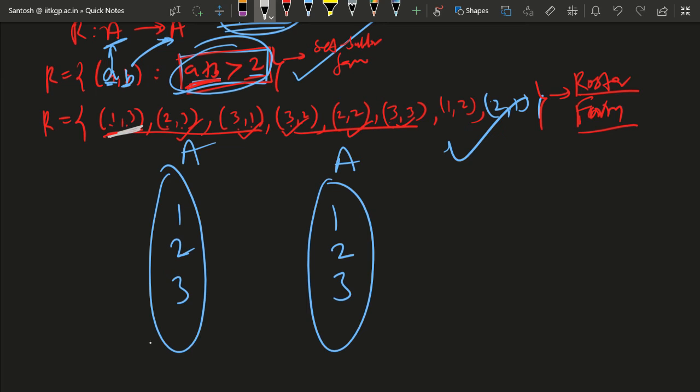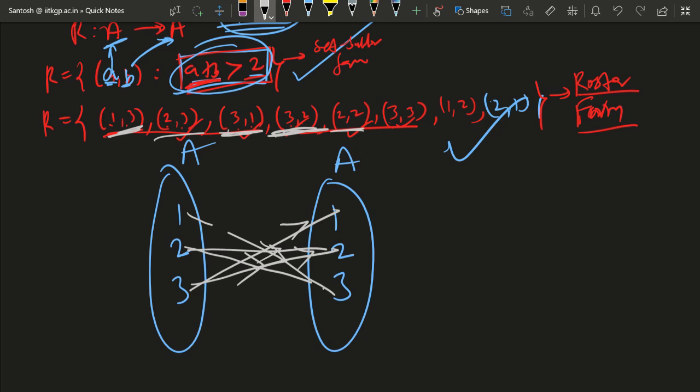So 1 is related to 3, 2 is related to 3, 3 is related to 1, 3 is related to 2, 2 is related to 2, 3 is related to 3, 1 is related to 2, and 2 is related to 1. Only 1 1 is not there, so 1 is not related to 1.